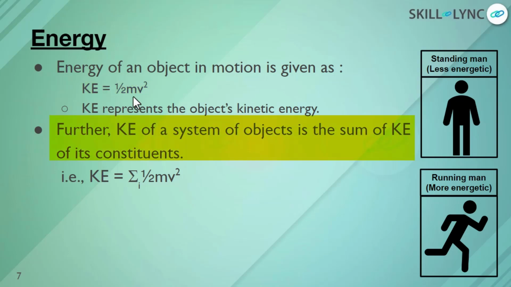Further, the kinetic energy of a system of objects is the sum of the kinetic energies of its constituents. Suppose there are multiple objects in a system. Thus, the total kinetic energy of the system would be equal to the summation of half m i v i squared, where i is the number of objects in the system.